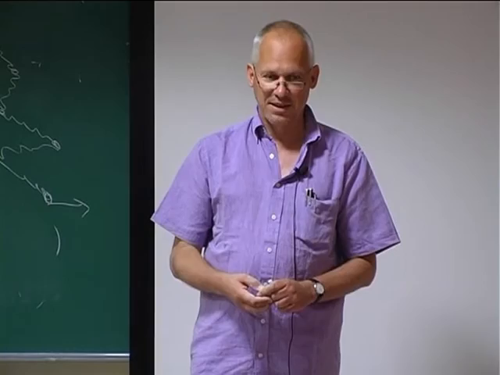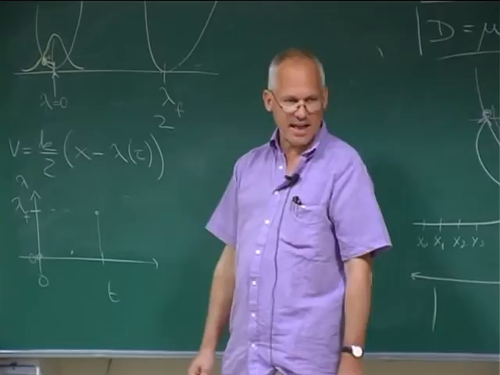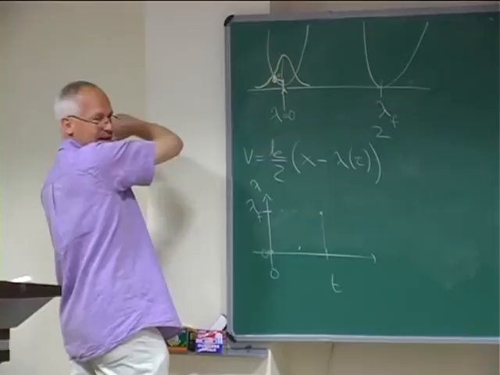So you want a curve for lambda versus t. I want a curve for lambda versus t, and I give you one example which is bad. It's bad if you first move to here and then you come back here. That's a bad suggestion.